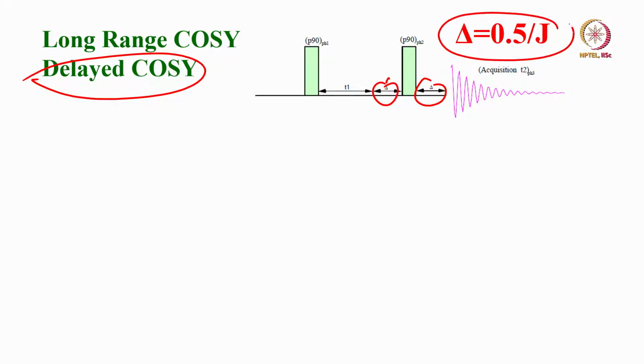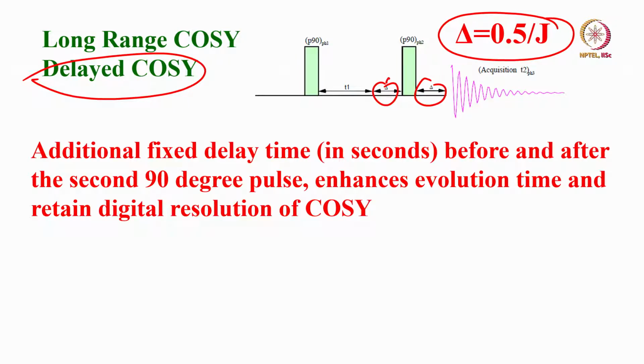This delay pertains to 0.5 divided by J. The advantage is that additional fixed delay before and after enhances the evolution time while retaining the same digital resolution. That is another thing. It is as good as telling you have enhanced the digital resolution. What does it mean? You get better resolution. Small couplings which you cannot get in the conventional COSY, you can get from this long range COSY.